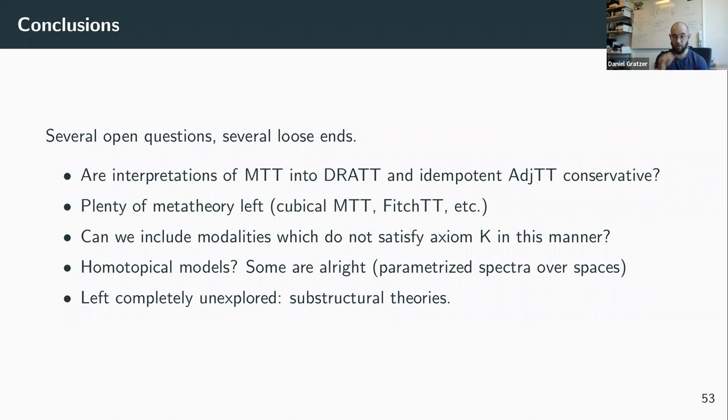And the conclusion slide, there's lots of open questions here that I'm happy to discuss. We have some conservativity results that are left open, as well as normalization results that remain to be proven. I must admit, I'm not terribly eager to carry out the proof of normalization for cubical MTT, but if someone is, God bless, please feel free.